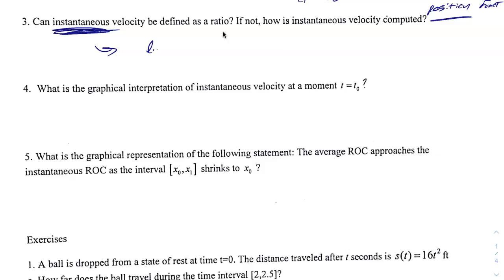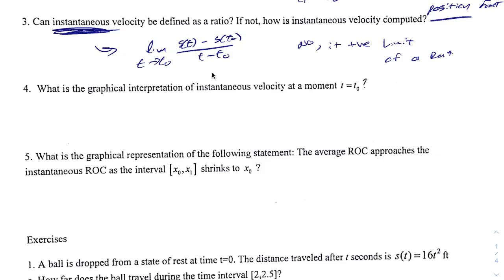The derivative is the limit as t goes to t0 of this guy, s of t minus s of t0 over t minus t0. So technically, it's not a ratio, it's a limit of a ratio. So, no, it's the limit. Well, it'd be nice if I was just writing it. No, it's the limit of a ratio. So that's a tricky one.